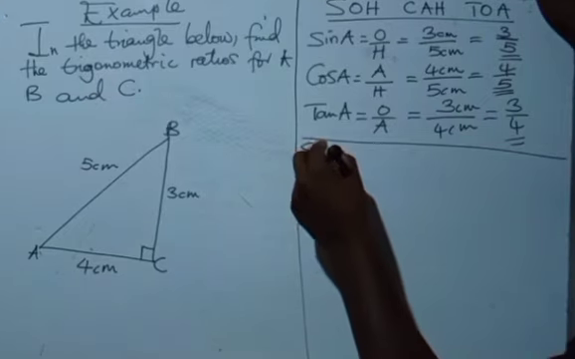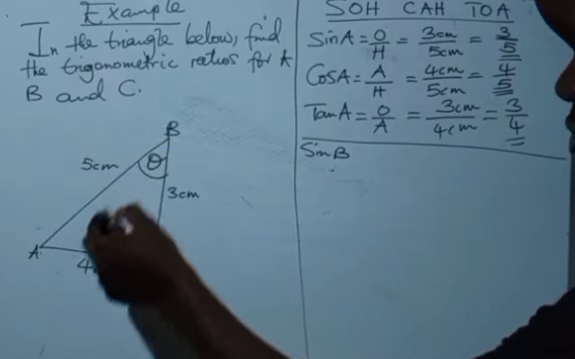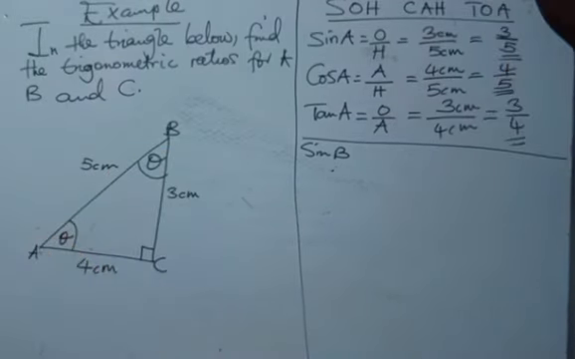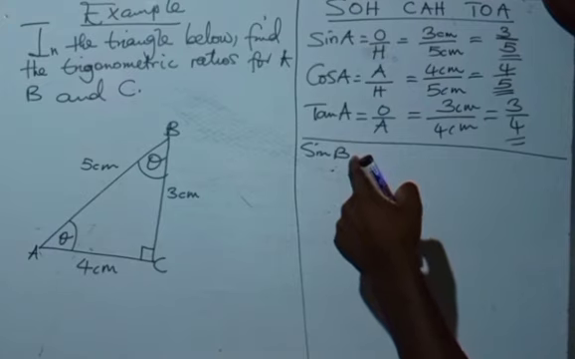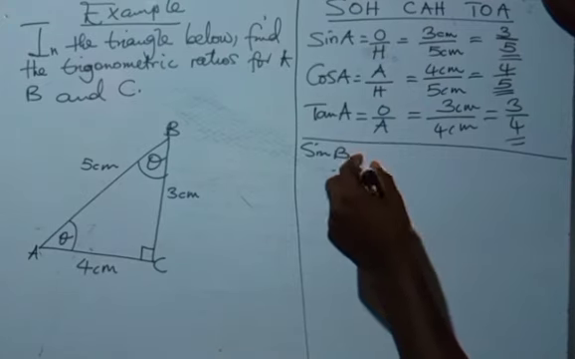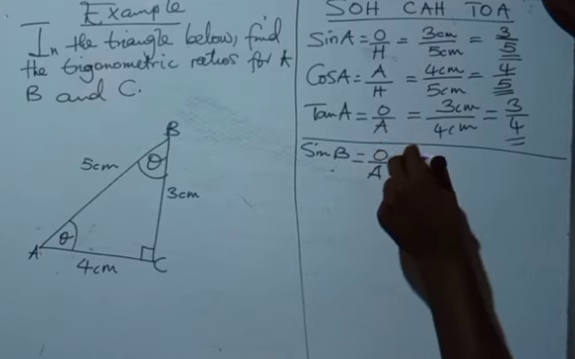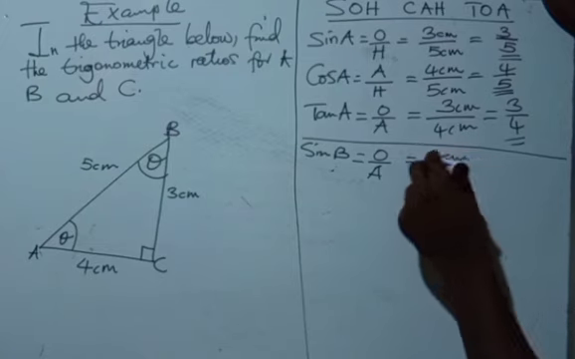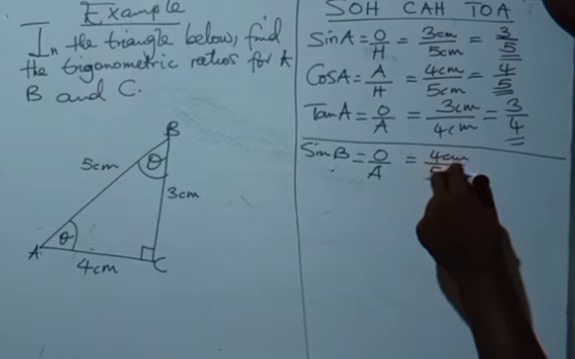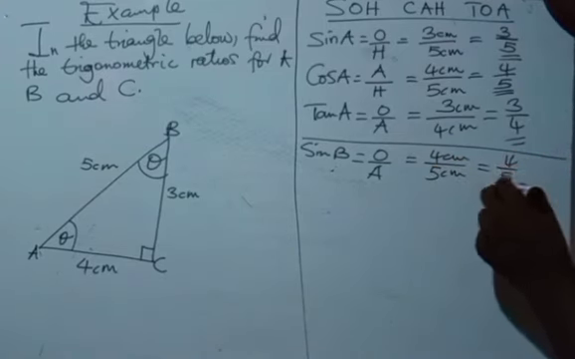So I'll start with sine B. Sine angle B. In short, there is a theta on B. There was a theta on A. Now we go to sine B. Sine B is equal to opposite over hypotenuse, which is equal to our opposite of B, 4 centimeters, over 5 centimeters. And our answer will be 4 over 5.